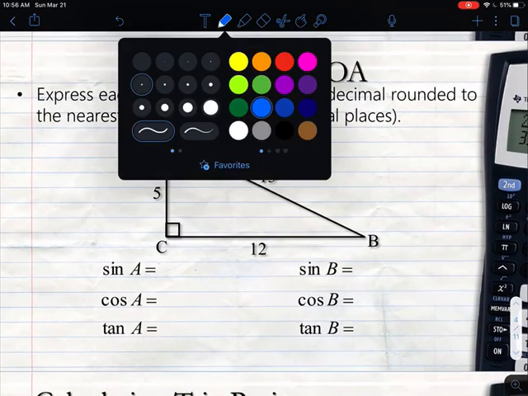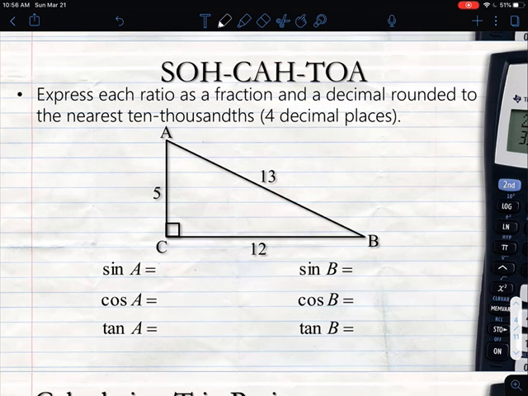So as we're looking at this example here, it says express each trig ratio as a fraction. Ignore this decimal to the nearest ten thousandths. We're not going to worry about decimals right now. We'll get to those when we start solving the problems. So for right now, I just want you to be able to set up a ratio just like normal.